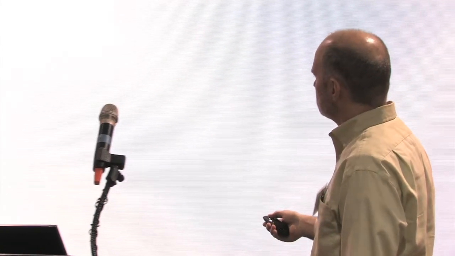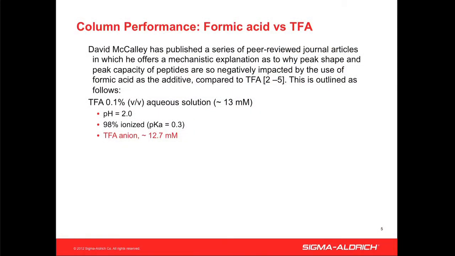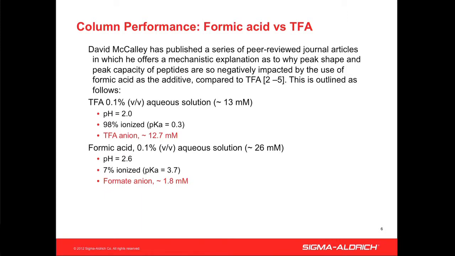So the postulate that McCalley has is outlined as follows. TFA at 0.1% volume has a pH of about 2. It's 98% ionized, and so the TFA anion is about 13 millimolar. Formic acid, on the other hand, at a typical 0.1% volume, which again is routinely used, has a pH of 2.6, the pKa is 3.7, so it's only 7% ionized in this case, and the formate anion is approximately 2 millimolar.